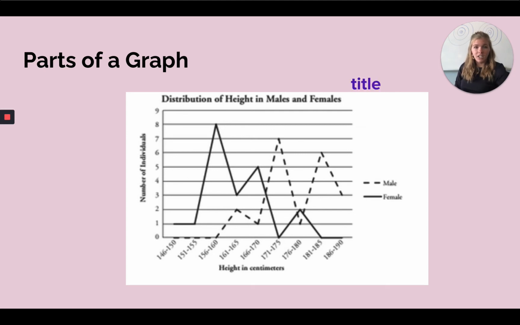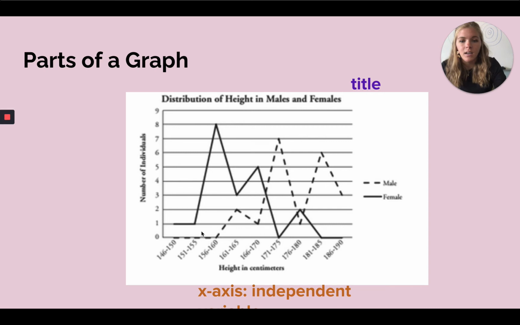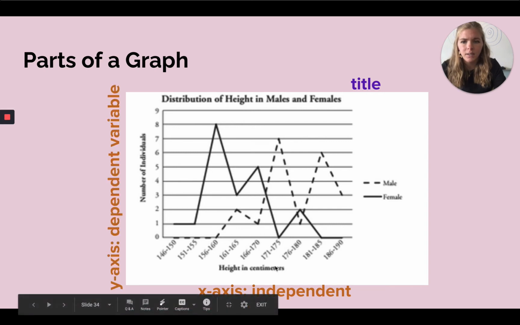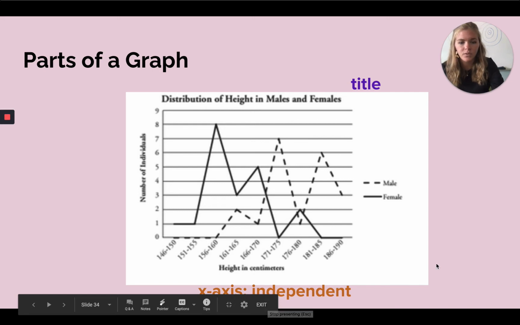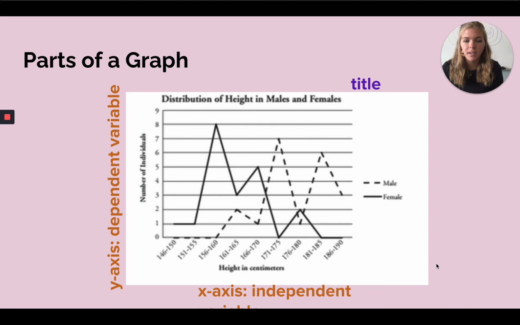Hopefully you identify that you need a title. Your graph always needs a title. You need axis labels. You need an x-axis, which of course is your independent variable. And you need a y-axis, which is your dependent variable.